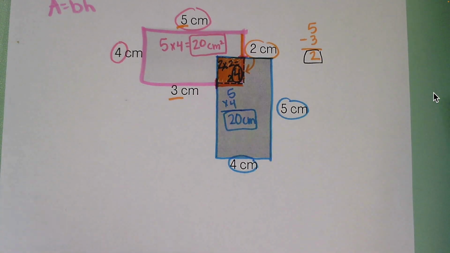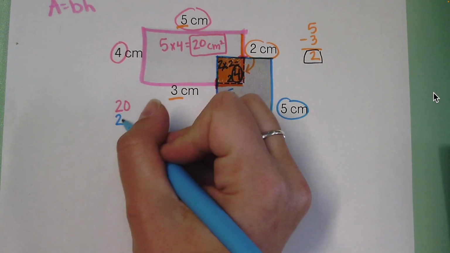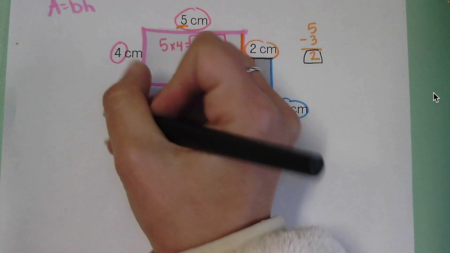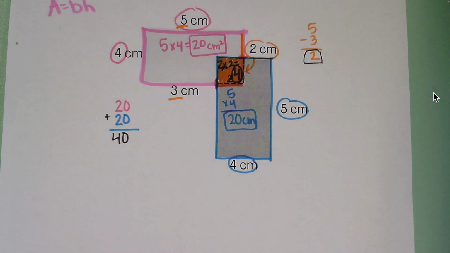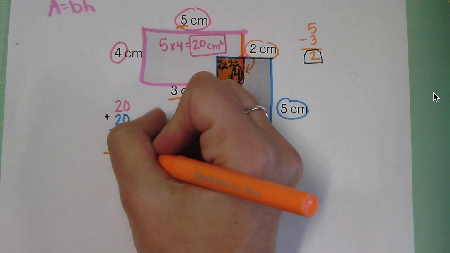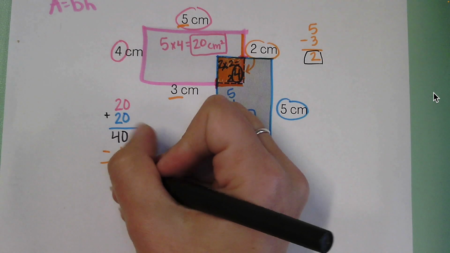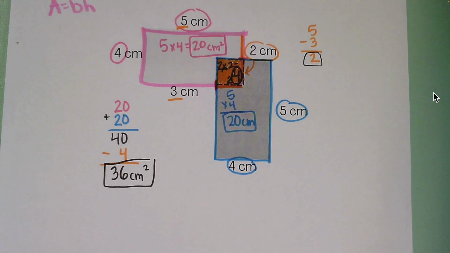Let's go ahead and combine our two rectangles. I have 20 for the top rectangle, 20 for the other big one. That's going to give me 40. But then I need to subtract this 4 because I don't want to double count it. So when I take away that 4, that's now going to give me 36. So the area of this shape is 36 centimeters squared.